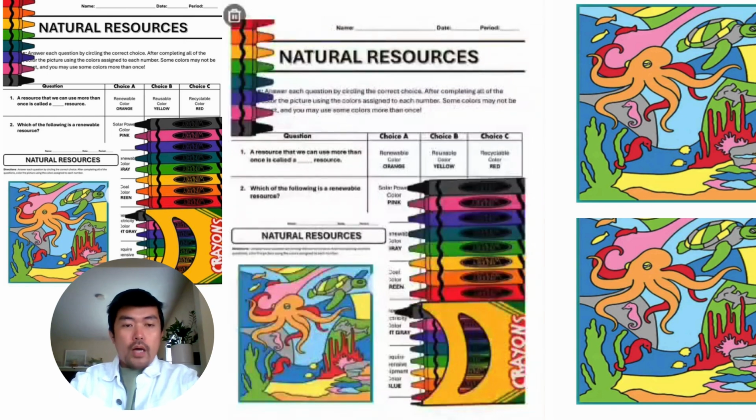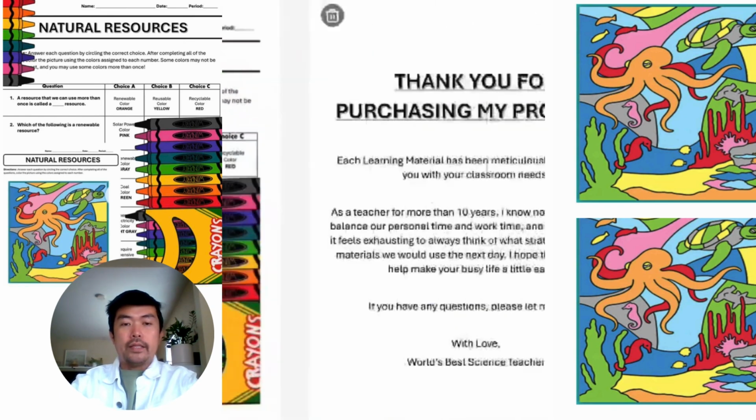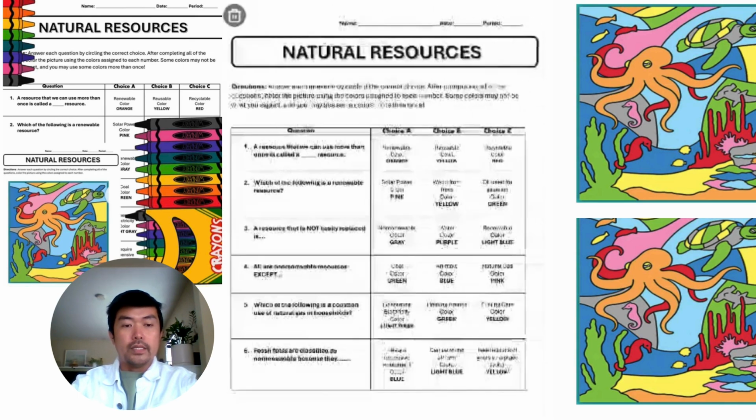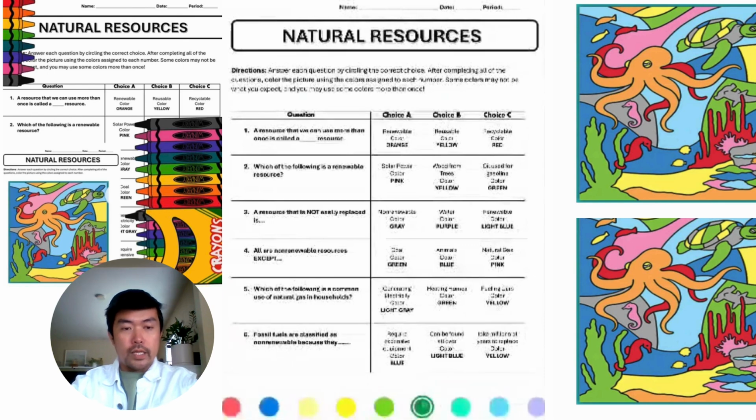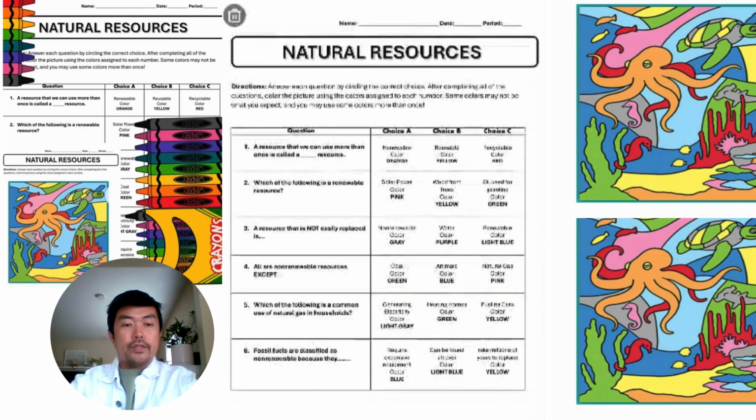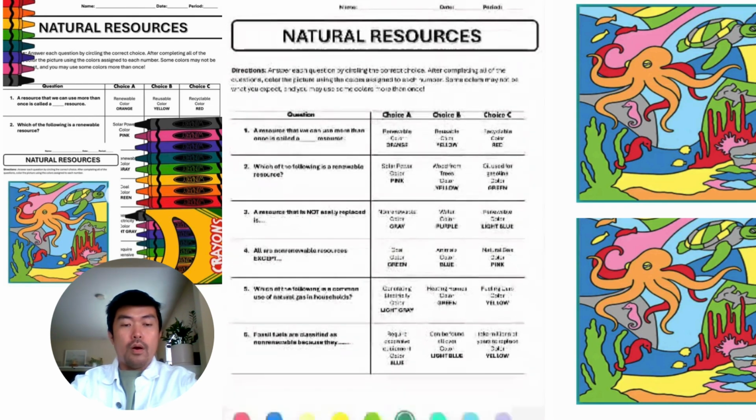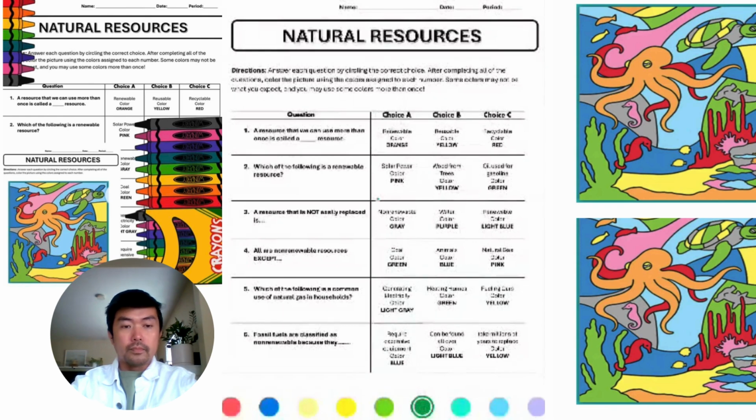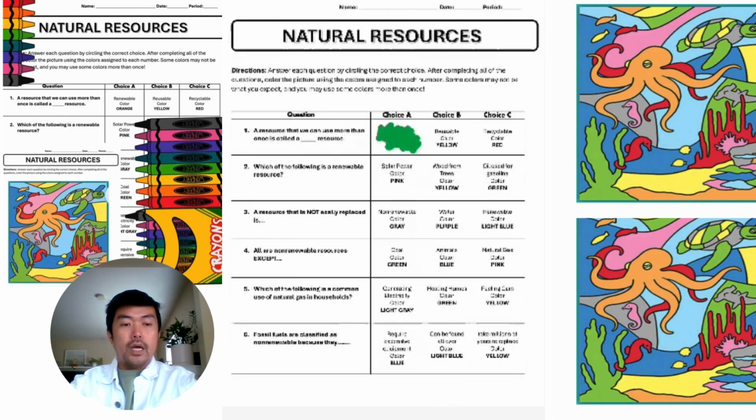Good day, everyone. So we have our activity today entitled Natural Resources. As you can see here, we have a set of questions that the students need to answer. For question number one, the answer there is choice A, renewable resources. So you can shade the answer with green color.